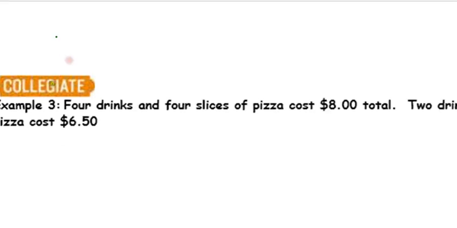So here I've got 4 drinks and 2 drinks. So I've got the number of drinks. What I don't know is the cost of the drinks. So I'm going to use black pen here. I'm going to say that x is the cost of drinks. I know the number, I just don't know the cost.